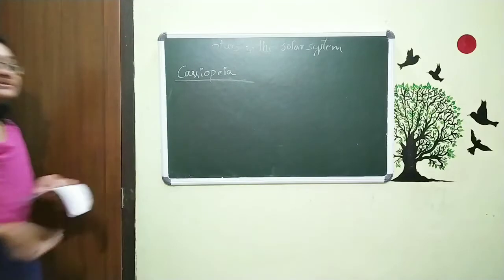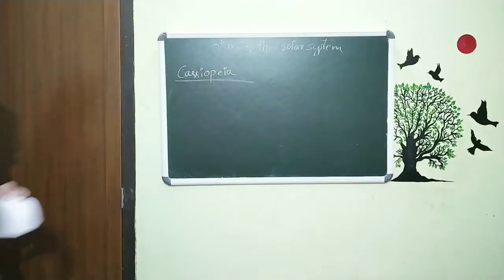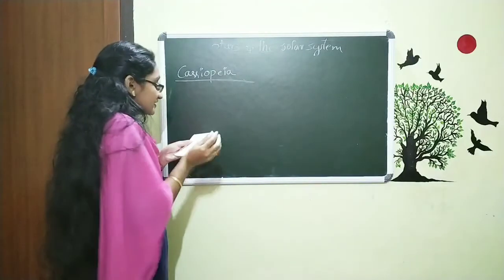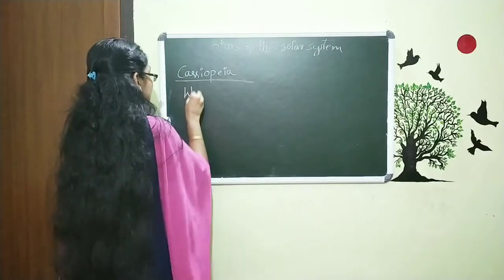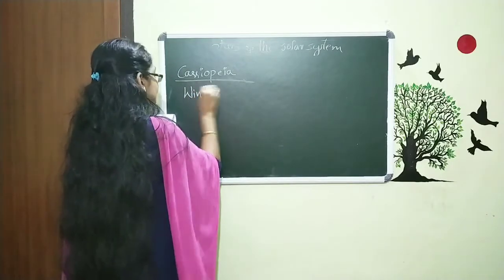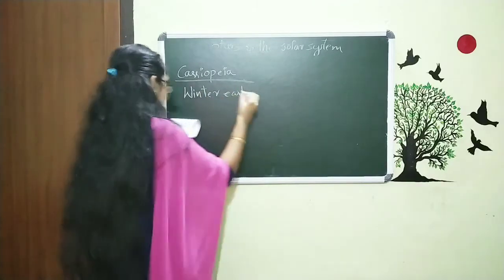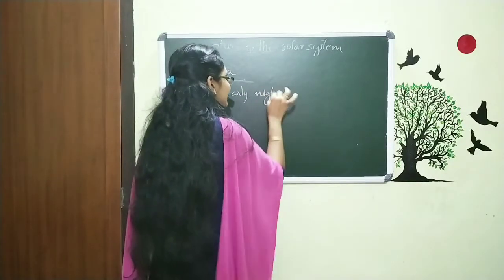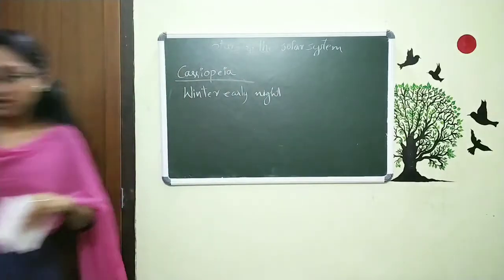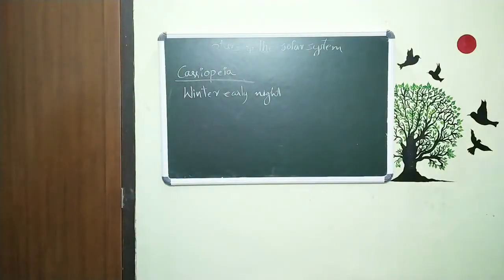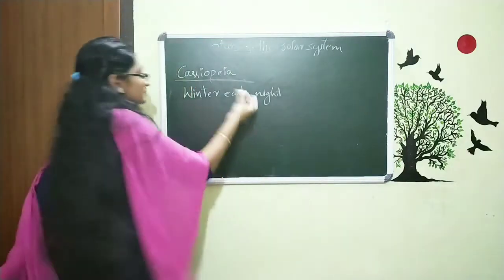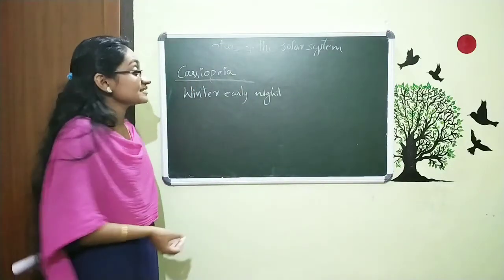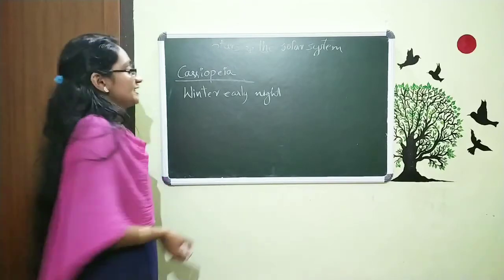Cassiopeia. This is the next type of constellation, and we can see this in the winter early night. We are saying early night because our earth is rotating, and after some time it will move to a further line. That's why we say we can see this in the winter early night.